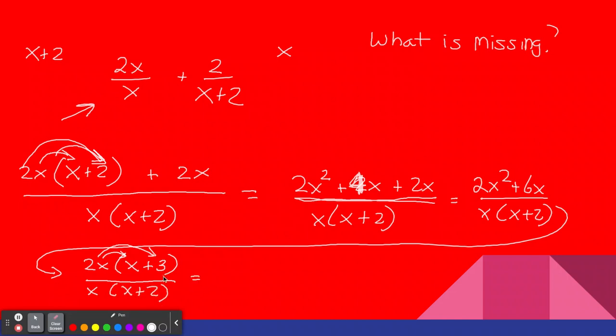And guess what? We can reduce 2x divided by x. It'll just give us 2, right? Because the x's will cancel. And so we'll be left with 2 times x plus 3 over x plus 2.